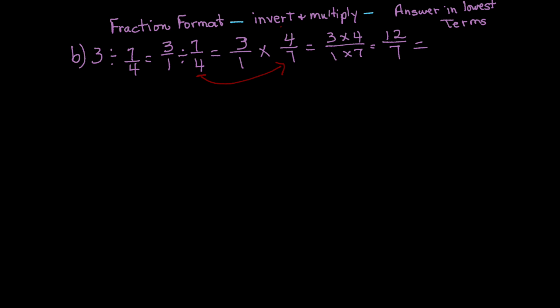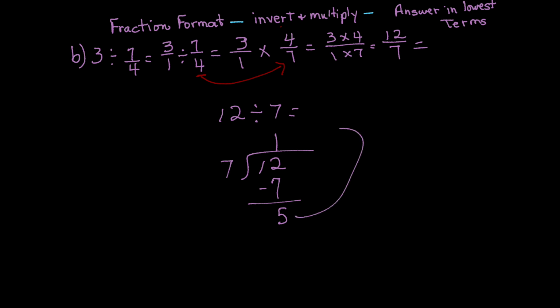So to change that improper fraction, it is 12 divided by 7. How many 7s in 12? 1. 1 times 7 is 7. Subtract. We have 5 left over. The 5 goes up here. And the denominator is 7, because as you know, this 7 came from here. So this 7, which is the denominator, was here, and it also goes there. Your answer then is 1 5/7.